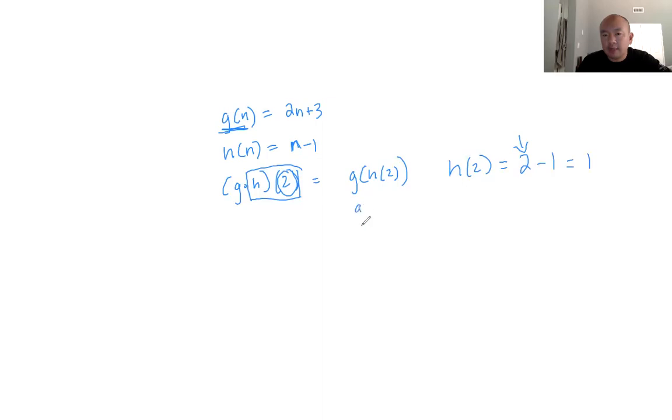Then I have to get the g of 1. I'm going to plug the 1 into this function, so it becomes 2 times 1 plus 3. So 2 times 1 is 2, plus 3. The final answer, g of h of 2, is equal to 5. Okay? All right, any questions on that, let me know.